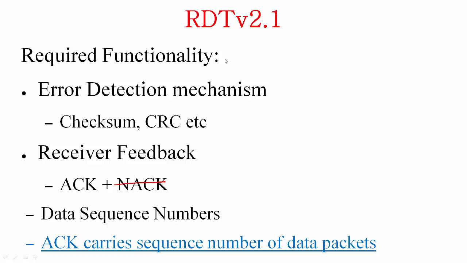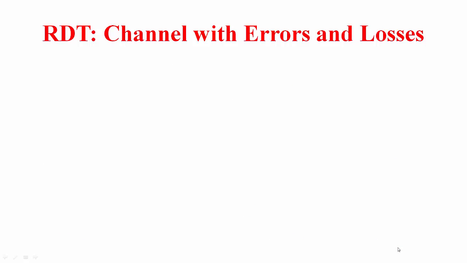So in our optimized version, we need the error detection mechanism. We need receiver feedback, but now we are just relying on ACKs and we need data sequence numbers. But since we are relying just on ACKs, now the ACK carries the sequence number of data packets. So far, we have considered a channel with just bit errors, and we started with just error detection and built upon it and added these 3 other functionalities. Now we will move on to channels with errors as well as losses.